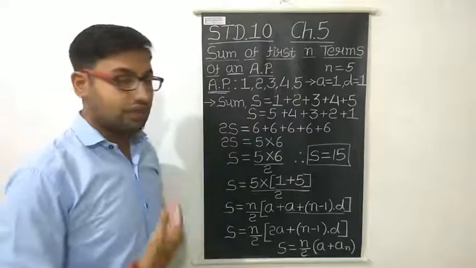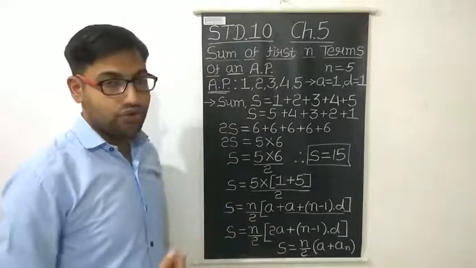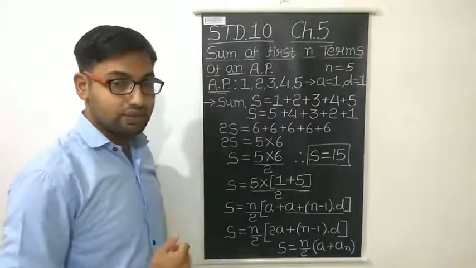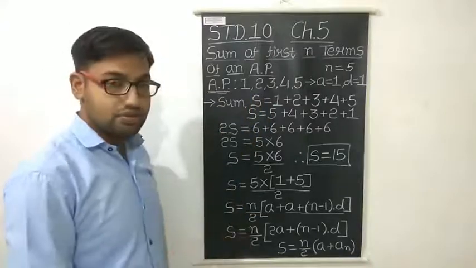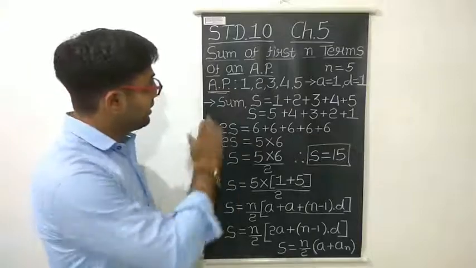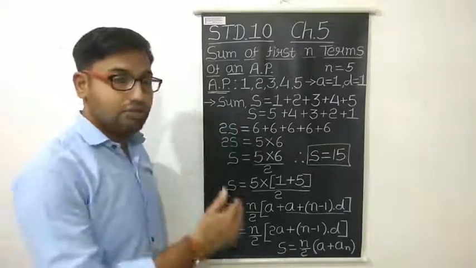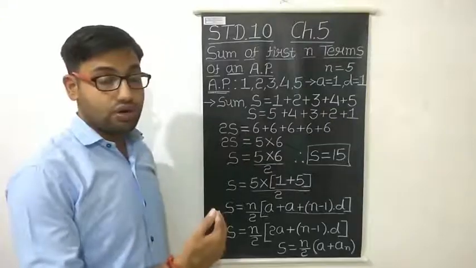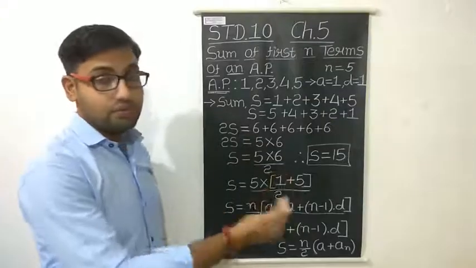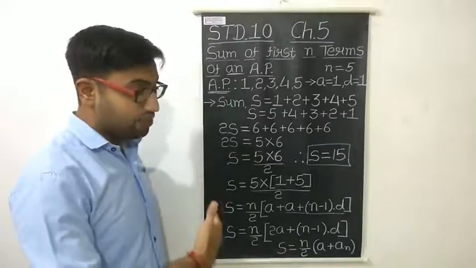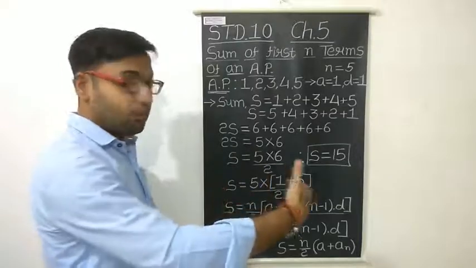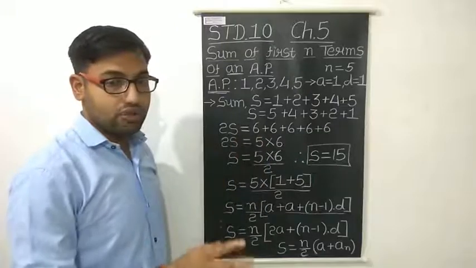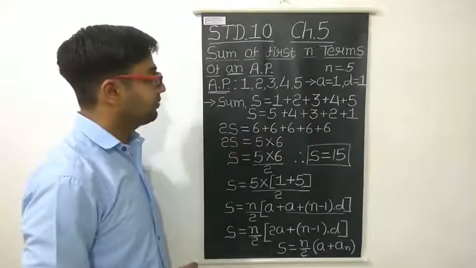N terms means if we want to add 5 terms of an AP, then we say the sum of the first 5 terms. If we want to add 20 terms, it is the sum of the first 20 terms. But remember one thing, we do not have to choose random numbers from the AP. We have to start from the first term and go up to whatever we want to add, right? We do not have to skip any number, right?